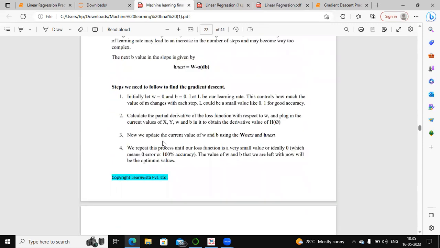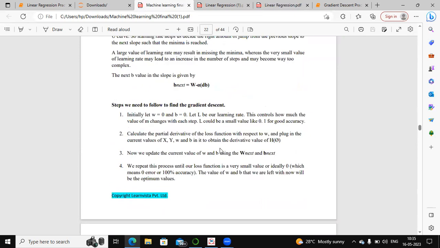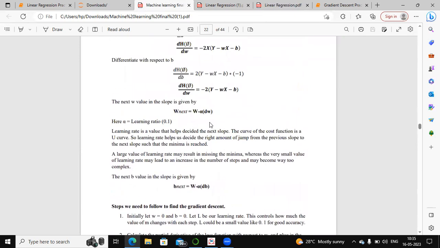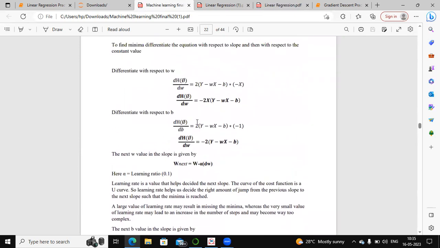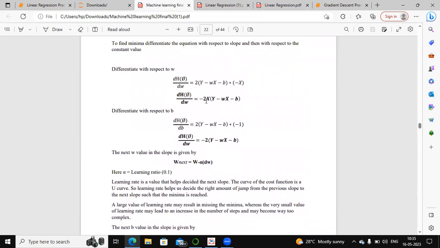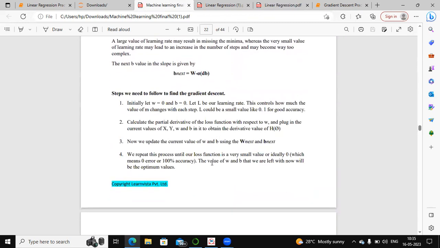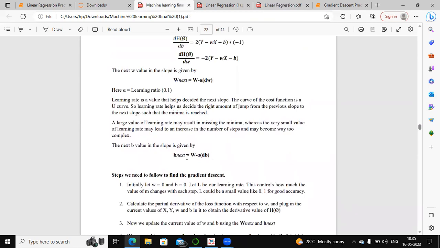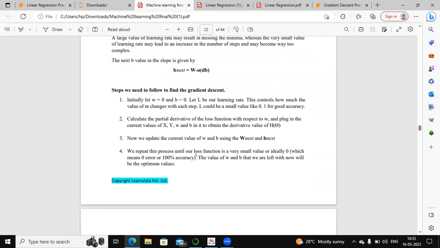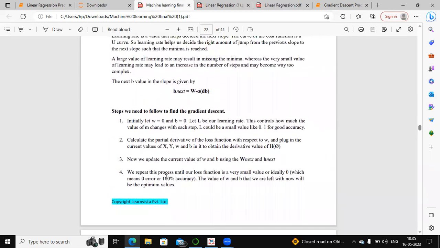After applying that, we update the current values of w and b using w next and b next. So now apply the dw value over here, whatever you got. You have the current w value, and alpha as the learning rate 0.1, and apply dw. Similarly, b next is the current b value minus alpha, the learning rate, times db, the differential with respect to b.